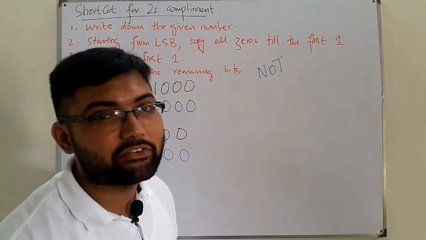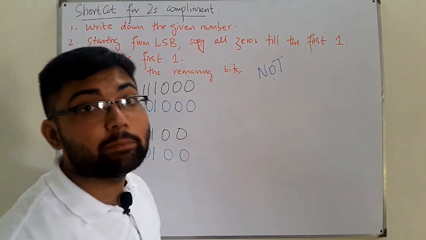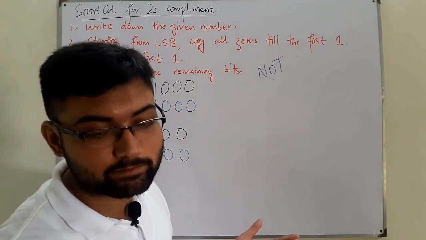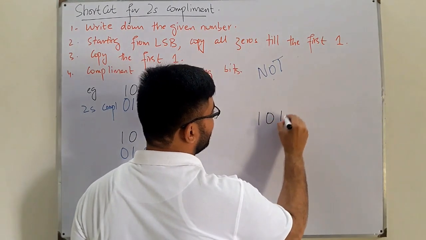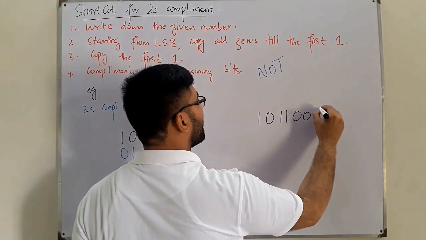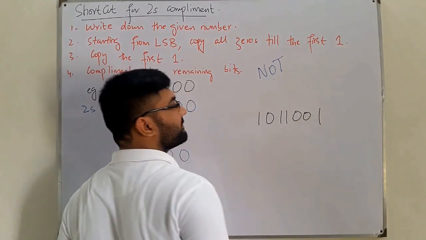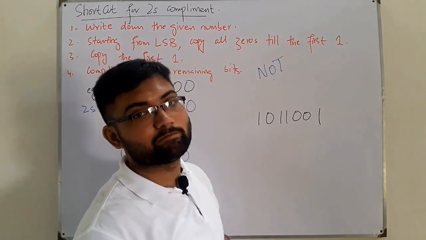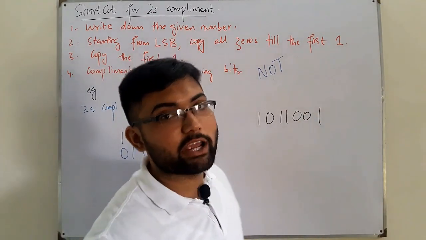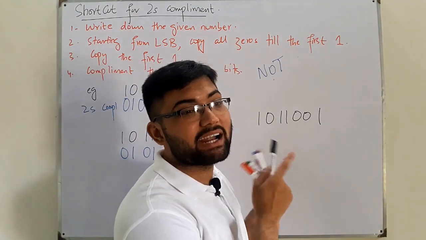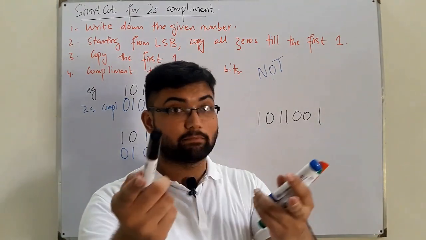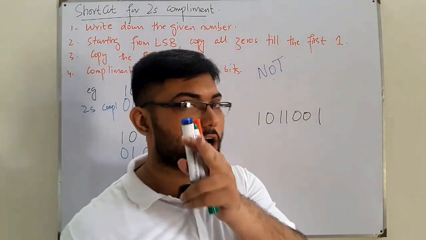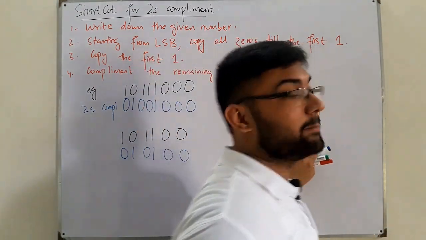Now a question arises. What if the least significant bit is a 1? What do you do? Let's say we have an example. Let's say we have 1011001. Now you pause the video over here. You think over it and find its 2's complement. Okay? Now if you have solved it, have a look now.